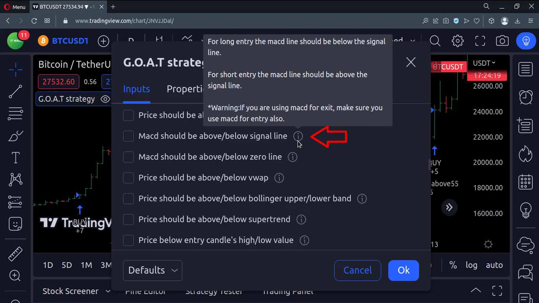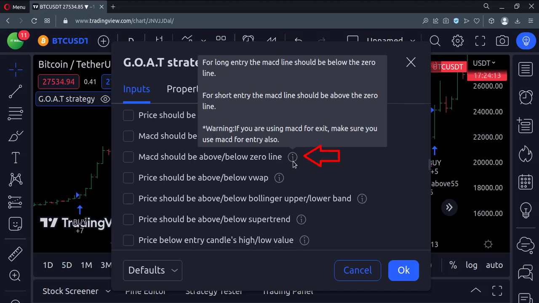Okay, next. This MACD stop-loss criterion says that, for a long entry, the stop-loss will hit if the MACD line is below the signal line. And for the short entry, the stop-loss will hit if the MACD line is above the signal line.